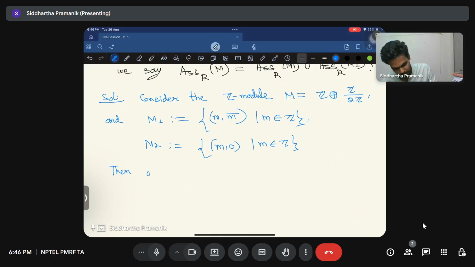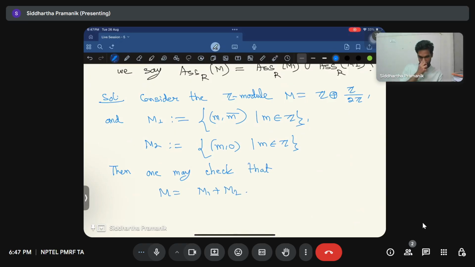M can be written as M1 plus M2. So this thing is easy to see. You just need to check that M is a subset of M1 plus M2. So you just check by elements. That is not a difficult part. Now let's try to find the associated primes of these three modules.